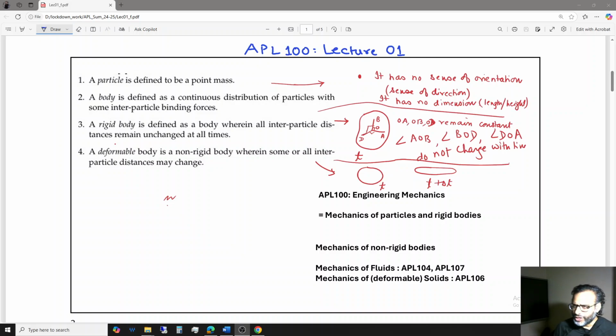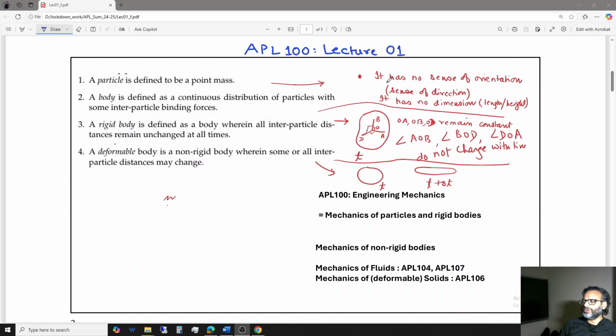The first definition is of a particle. What is a particle? A particle is a point mass. Now, point mass, mind you, has no sense of orientation. It has no dimension either. A point mass has no length, breadth or height, and it has no sense of orientation.